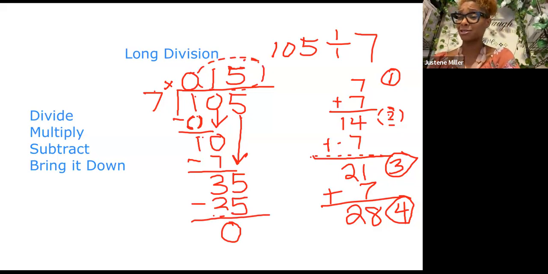Don't forget to circle that answer for your teacher. It helps them locate your answer faster to grade your work. How did that feel? Put it in the comments. Do you like long division more than partial quotients? Or do you prefer the partial quotients more than long division?